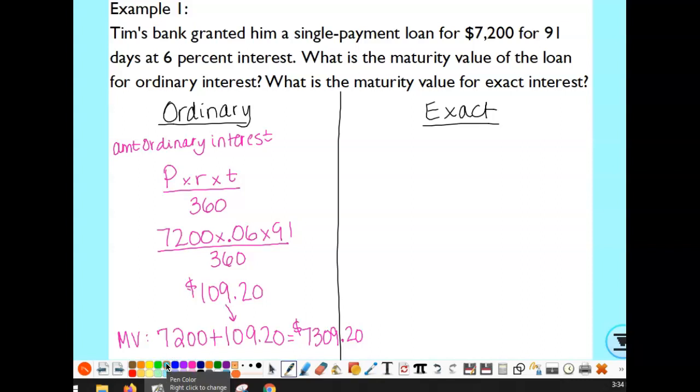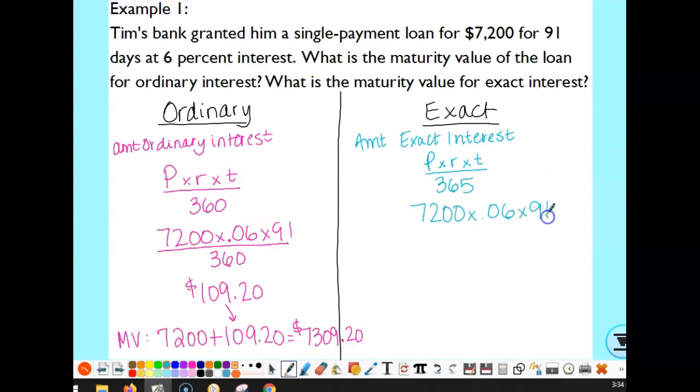All right, so let's see what happens when we do exact interest. The amount for exact interest is we take the principal times the rate times the time, and this time instead of dividing by 360, we're going to divide by 365. So the top part is exactly the same: 7,200 times 0.06, because that's our interest rate, times 91, but now we divide by 365. And we get $107.70.